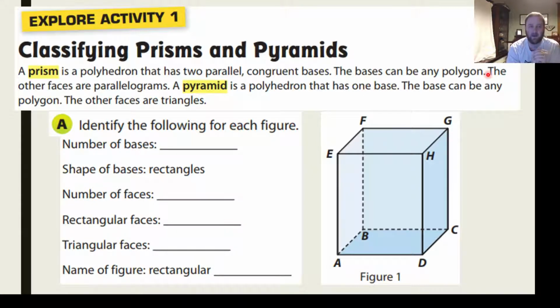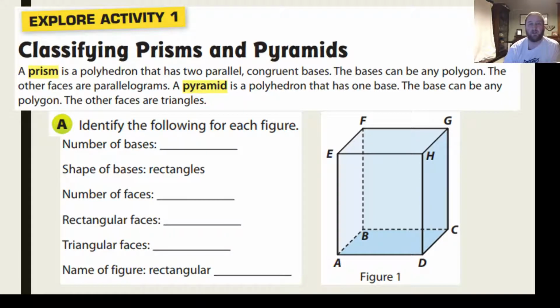Okay, a prism can have any polygon as a base. The other faces are all parallelograms. A pyramid is a polyhedron that has 1 base. That'd be another good definition to write down. The base can be any polygon. So again, a pyramid can have a triangular base.